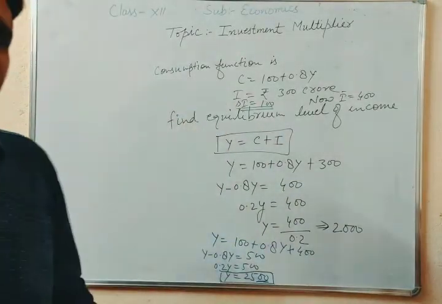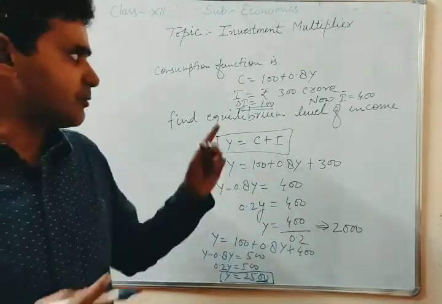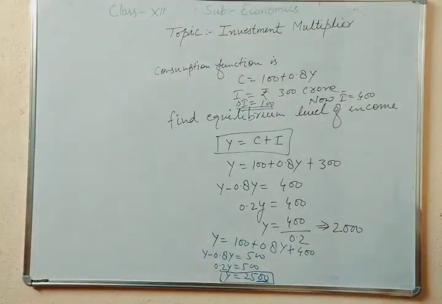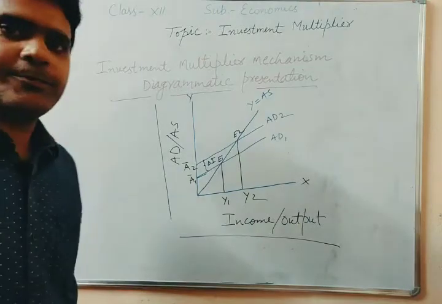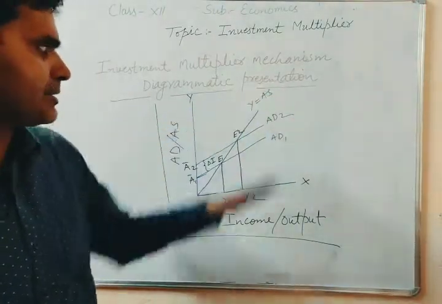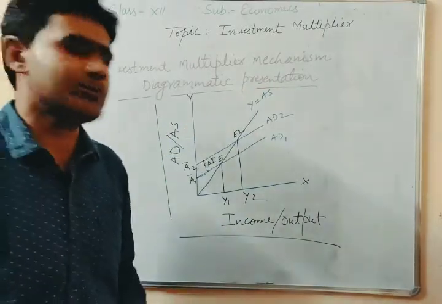We can also understand this effect of the multiplier diagrammatically. First, pause the video and write it down, then I will explain the diagrammatic presentation. So learners, just see this diagram. This is the diagrammatic presentation of the investment multiplier with the consumption and investment approach.